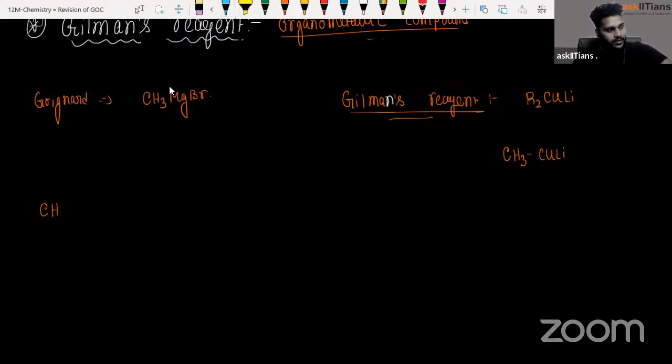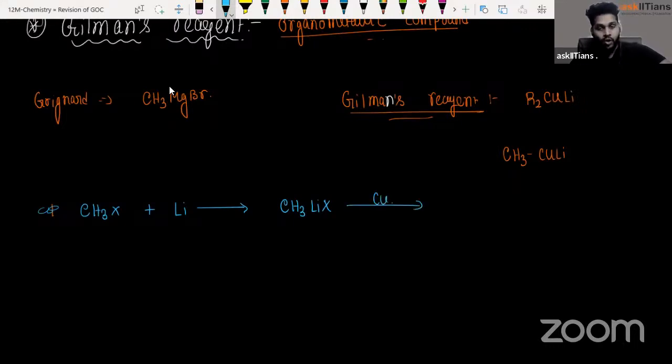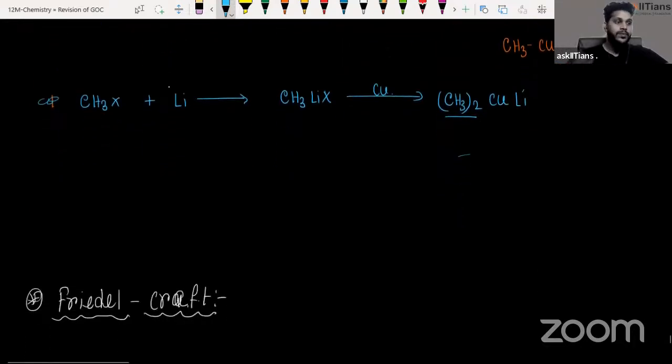How do we make Gilman's reagent? First, you start with an alkyl halide. Then you react it with lithium. Then you get CH3Li, just like the way you get CH3MgBr. Then you react it with copper or any salt of copper, and you get (CH3)2CuLi. Why is it suddenly two? Because copper's valence is 2. So this is Gilman's reagent.